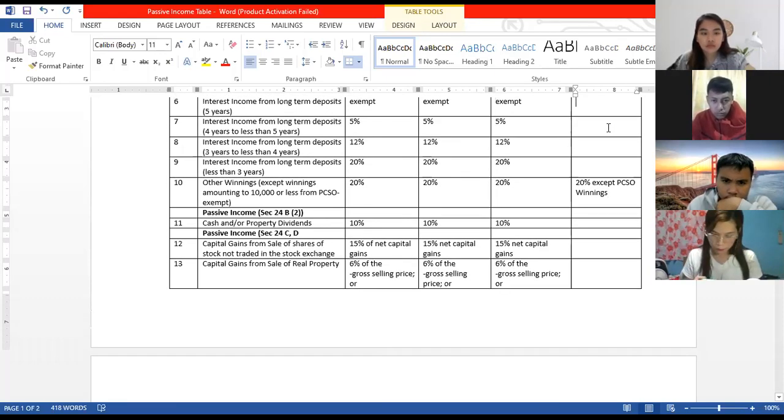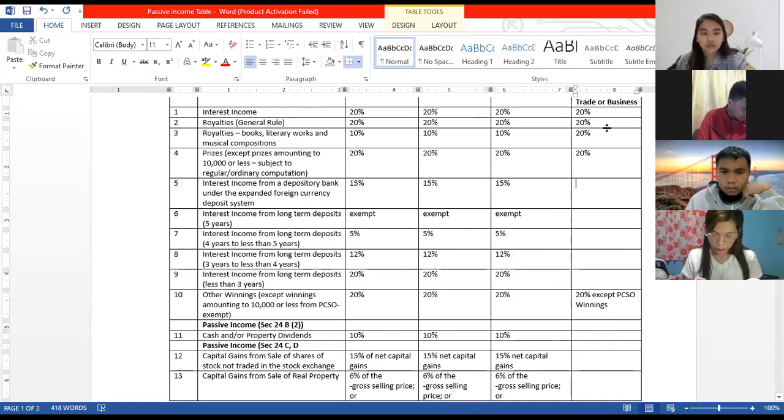But let me correct no the royalties. Meron palang nandito pala sa provided however. Ayan. Provided however that royalties on books as well as other literary works and royalties on musical composition instead of 20%, 10%. Sorry. I thought wala siyang distinction.